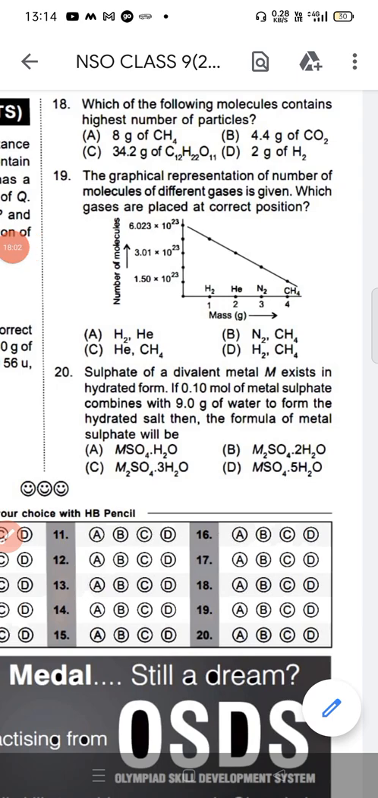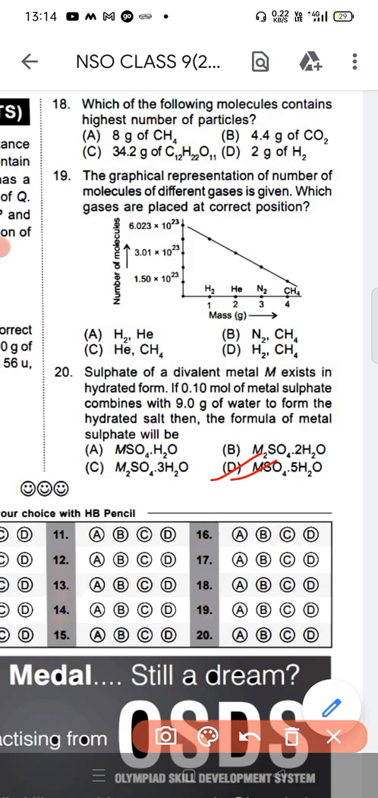of a divalent metal M exists in hydrated form. 0.10 mole of metal sulfate combines with 9 gram of water to form the hydrated salt. Then the formula of the metal sulfate will be: MSO4.H2O, M2SO4.3H2O, MSO4.5H2O. So question 20, option D is the correct answer.